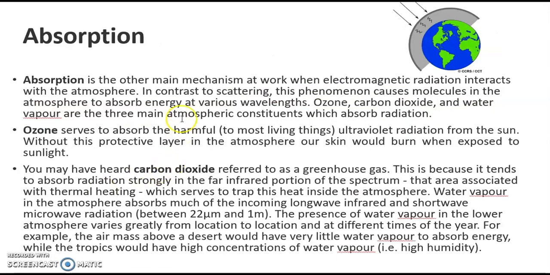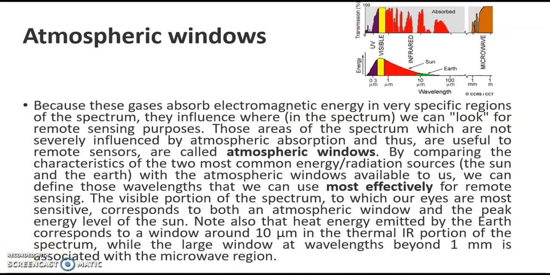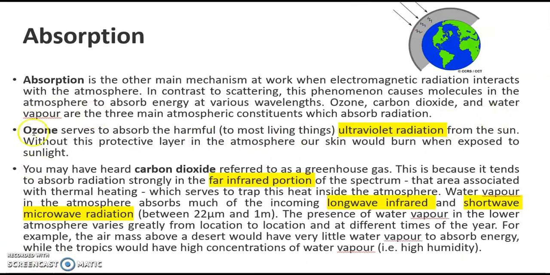Alright, then the next phenomenon that happens is absorption. Absorption is another main mechanism when electromagnetic radiation interacts with the atmosphere. What actually happens is that the different components of the atmosphere react differently with the electromagnetic spectrum. Say for example, we are talking about ozone. We all know ozone is going to absorb ultraviolet radiation coming from the sun.